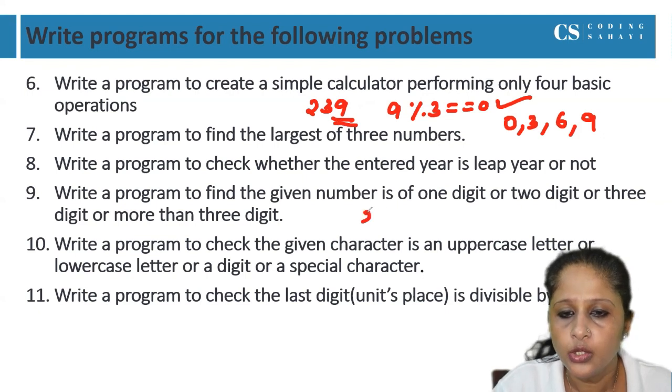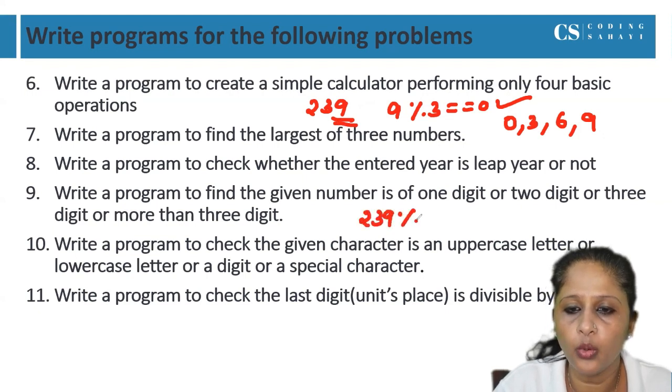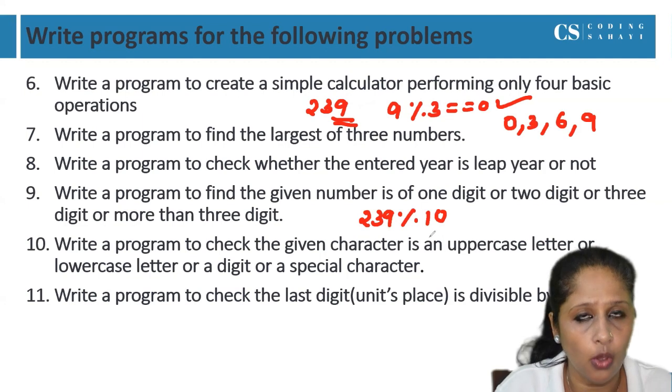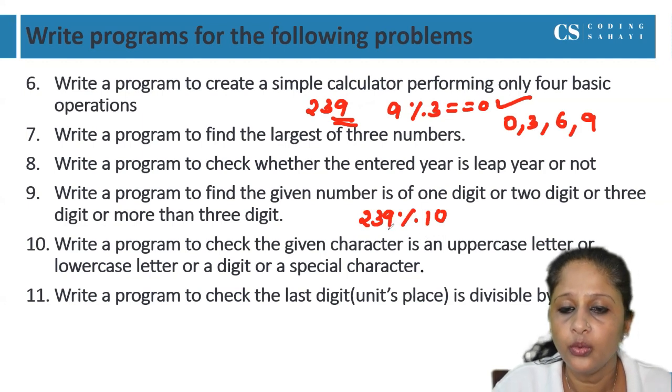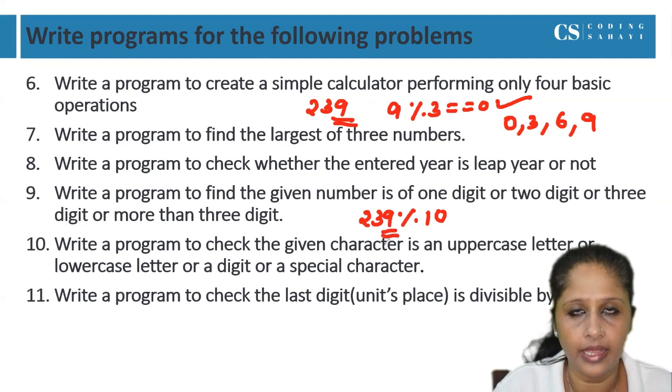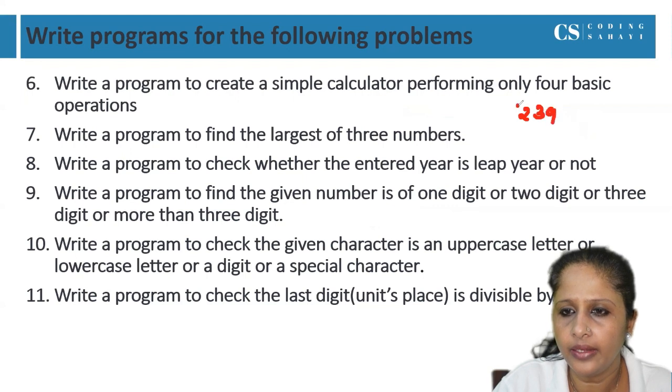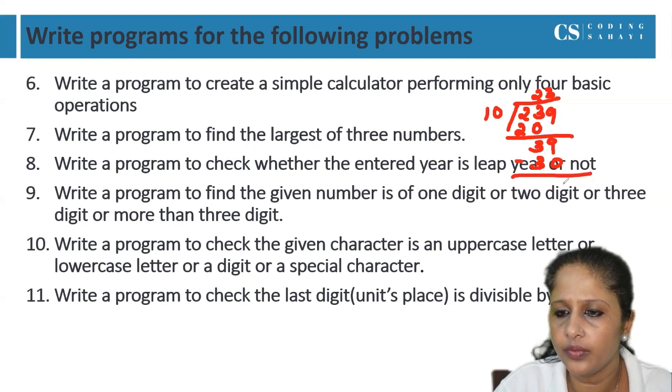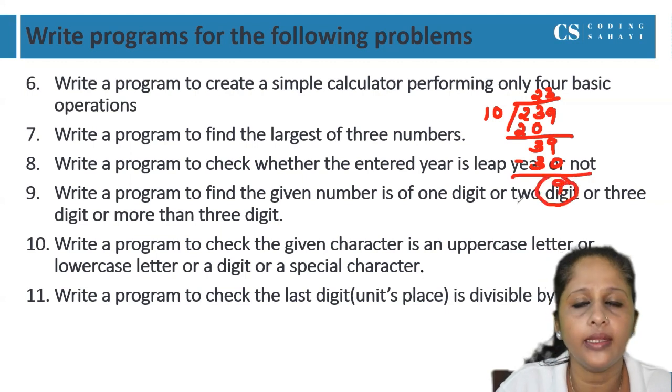That is, 239 modulo 10. If you do this operation, then you will get the remainder as 9. 239 divided by 10. So 2 tens are 20, then subtracting, 39, 3 tens are 30. So while subtracting, you will get 9. Okay, so 9 is the remainder.